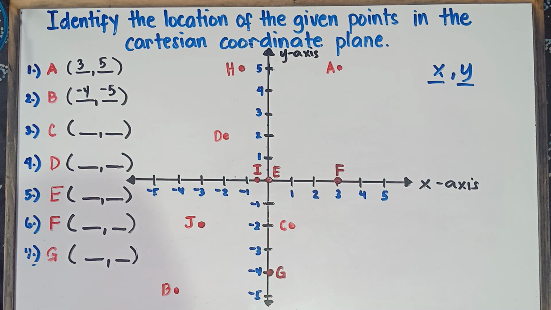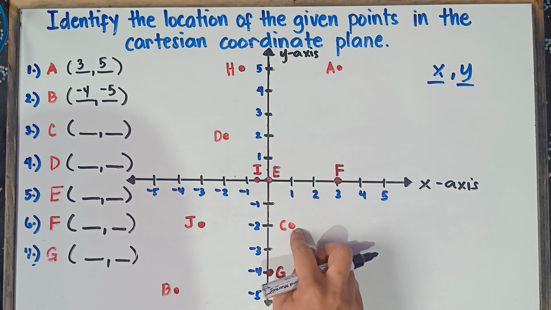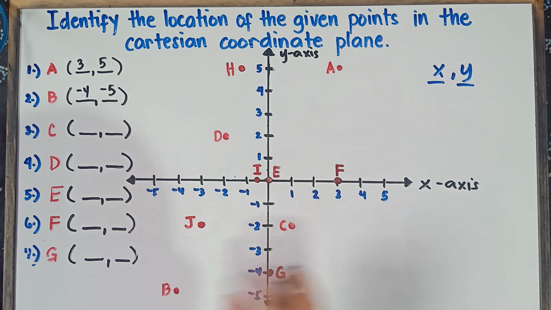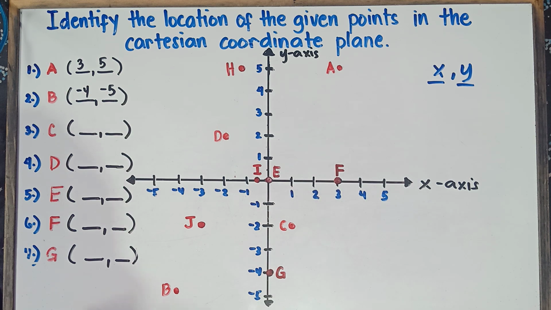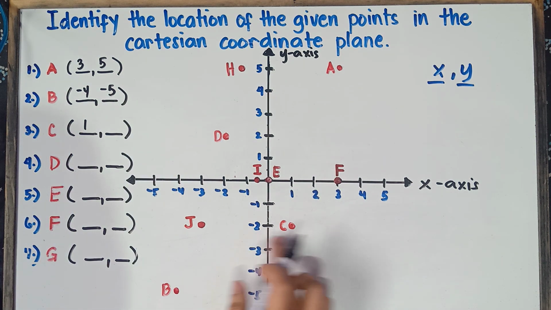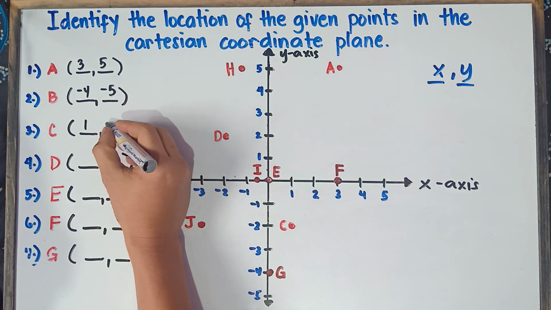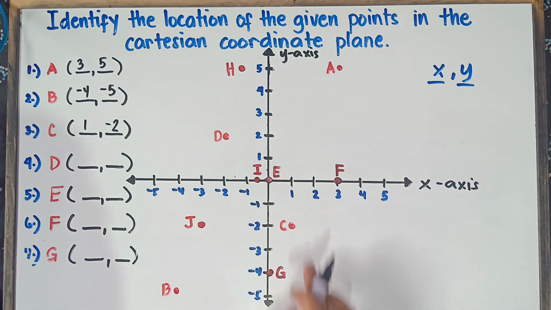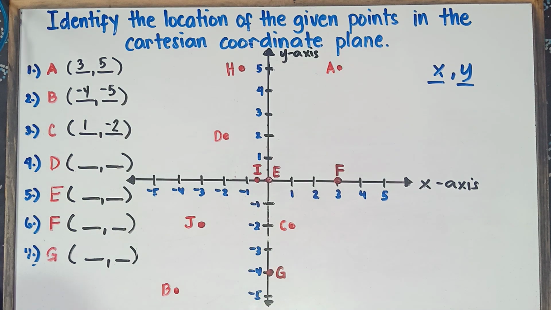Alright, so point C. Where is point C? Yup, this one right here. Our x is positive 1. Once again, for this point, the x-axis is at positive 1. And then our y would be negative 2. So that would be positive 1 and then negative 2. Once again, it's always x and y. You start at x. X is positive 1 and then y is negative 2.